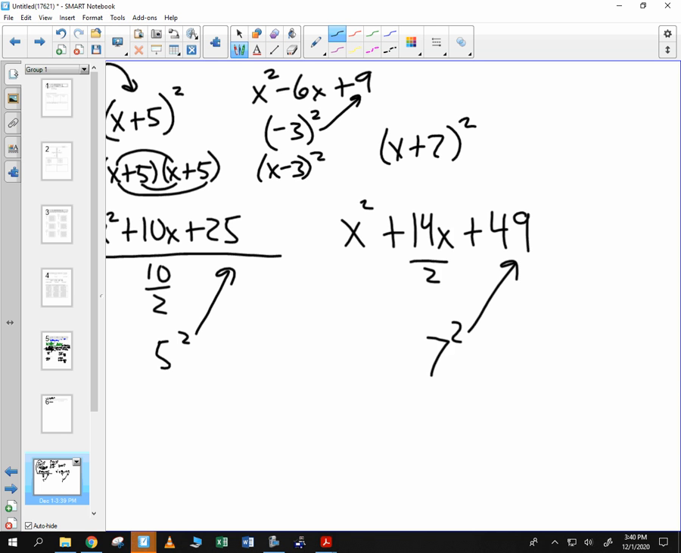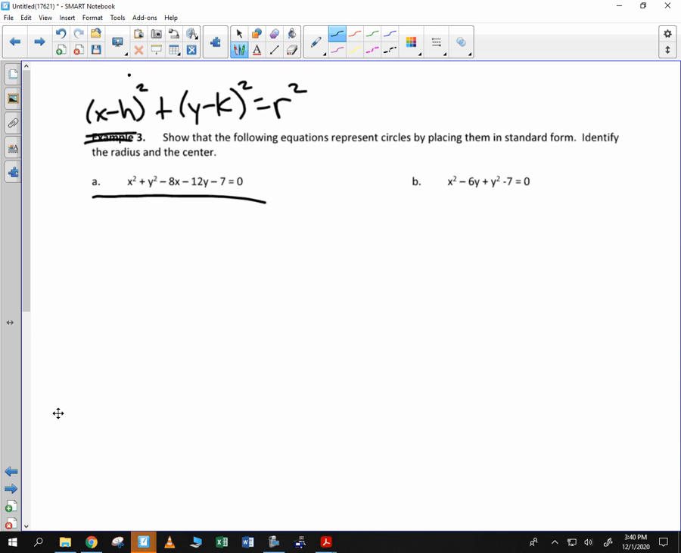So here's how we put it in that form. We gather our x's. So we have x squared, we have minus 8x. So I've used those two. And now we're going to do plus y squared minus 12y. So I've used those two. And then I'm going to add the 7 over on the other side.